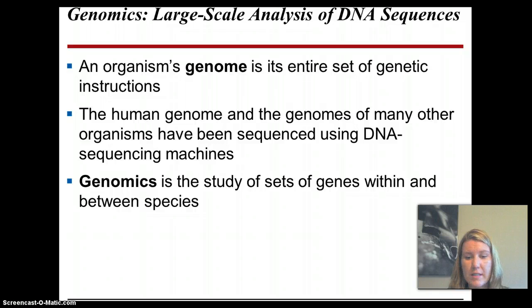Genomics is the study of a set of genes within and between species. This is how you can tell how closely related two organisms are. The more they have in common with their DNA, the more common their ancestor must have been. You are more closely related to a fungus than you are to a plant. So you're going to have more in common of your DNA with a fungus than you do with a plant.